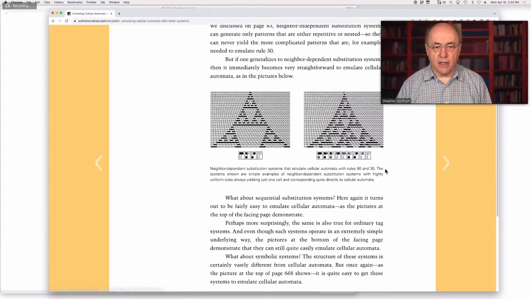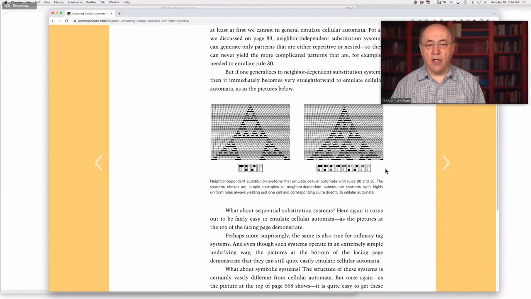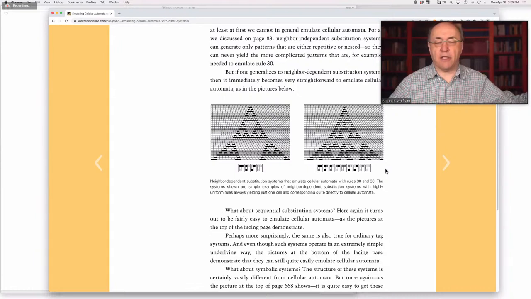Okay, let's keep going. This is a neighbor independent substitution system, which is in a sense too dumb to do general computation. Something which is going to make a purely nested pattern, where you're always taking every element and you're just puffing it out into a sequence of elements, that's not something that can do arbitrary computation. This is a neighbor-dependent substitution system where to determine how the thing will do its transformation, it is looking at its neighbor. As soon as you're doing that, then you can do, for example, cellular automata. Here are neighbor-dependent substitution systems emulating cellular automata.